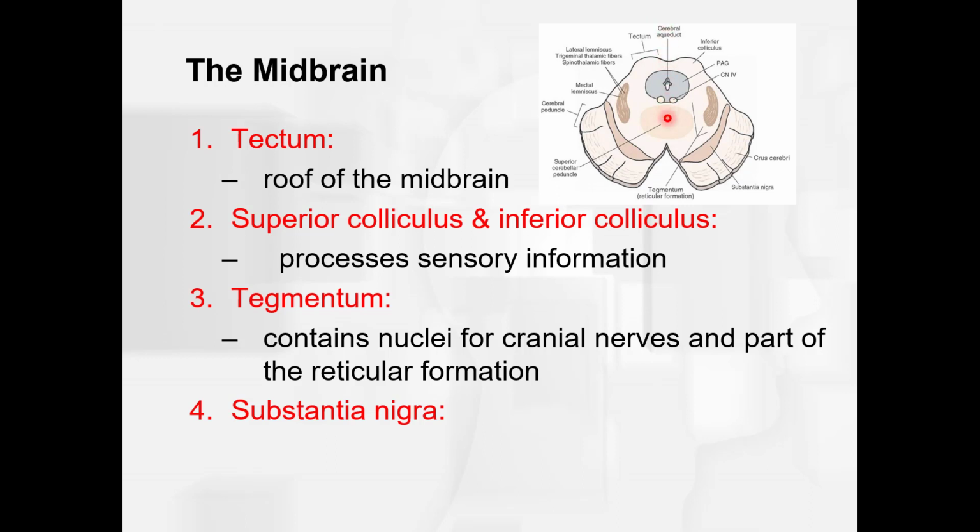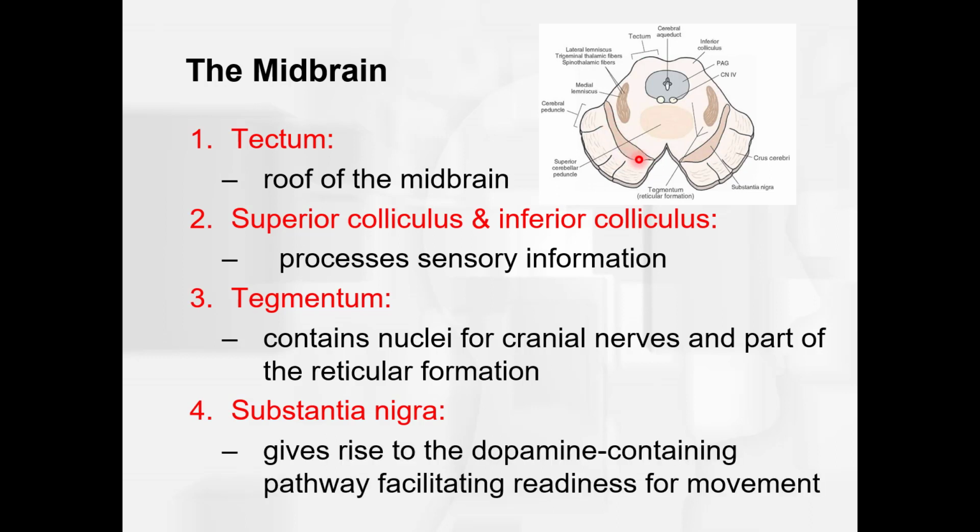This would be the center of the brain, and we have a substantia nigra on each side. You see how it's a darker color. That's because this term, substantia nigra, means black substance, and those cells have a blackish appearance within the brain. The importance of these cells is that they contain dopamine neurons. These dopamine-containing neurons project to another area called the basal ganglia, and the basal ganglia facilitates readiness for movement.